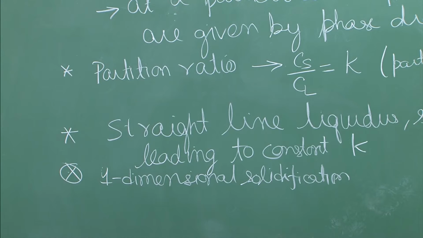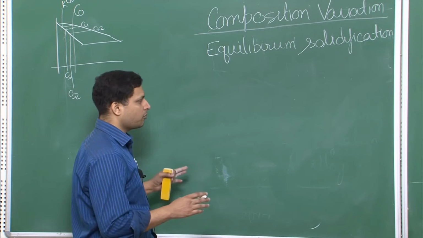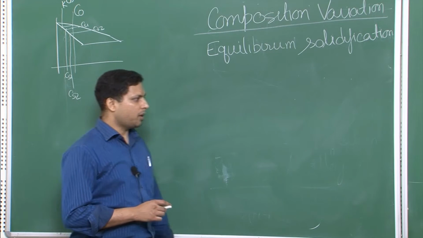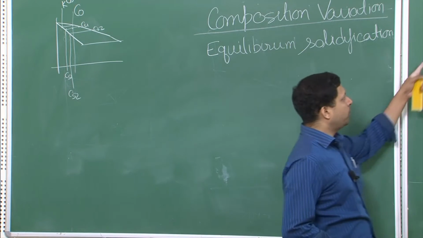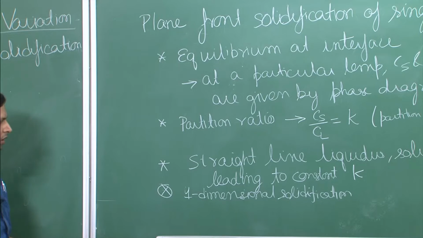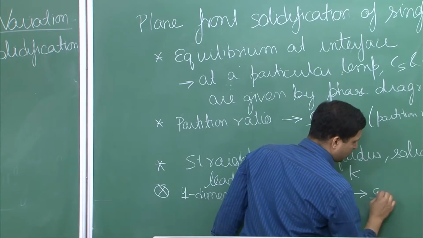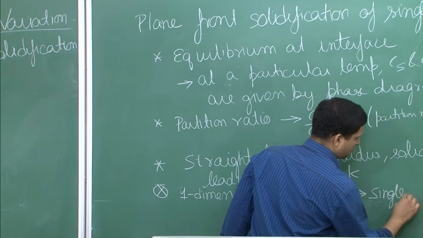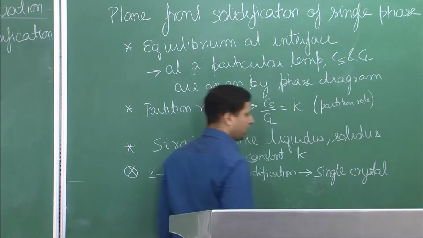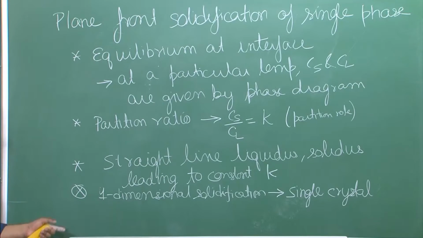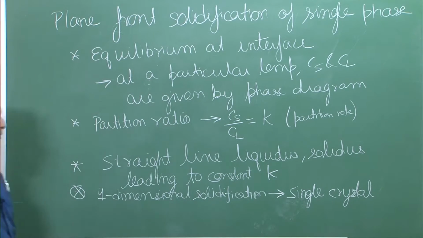Why I just introduced it, because the way we will draw the composition profile, you would see that it is a one dimensional solidification. Particularly for plane front solidification, this one dimensional solidification would usually be done for growth of single crystals, because plane front solidification is a very slow process, and it is done only to achieve single crystalline samples.